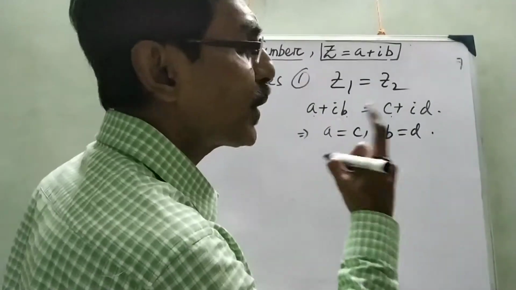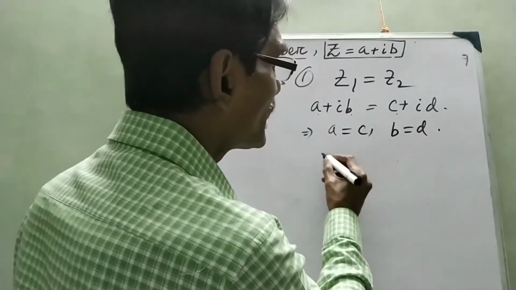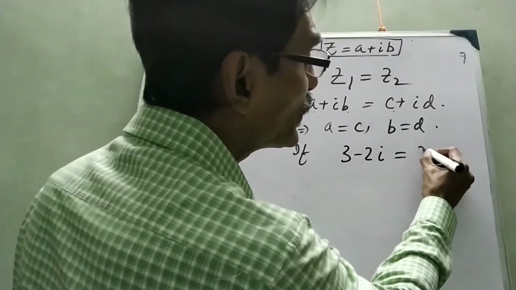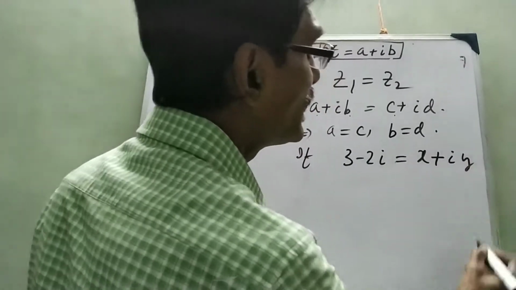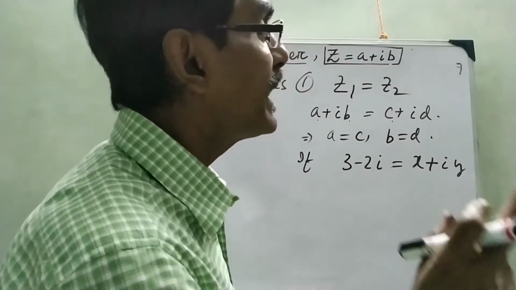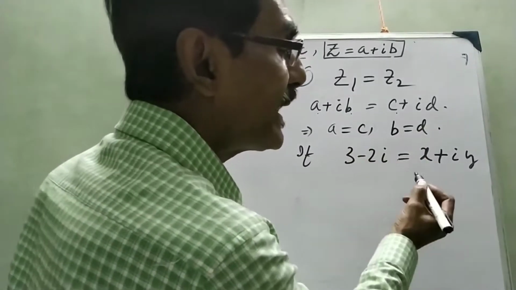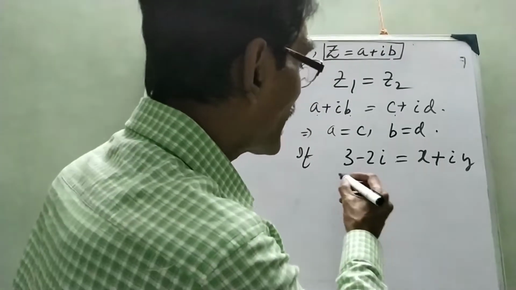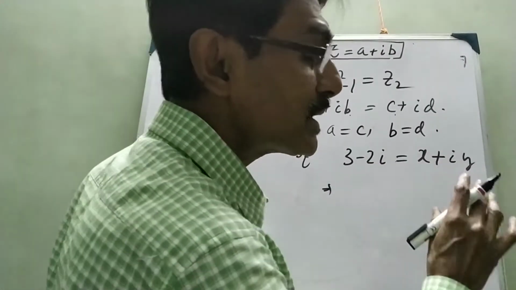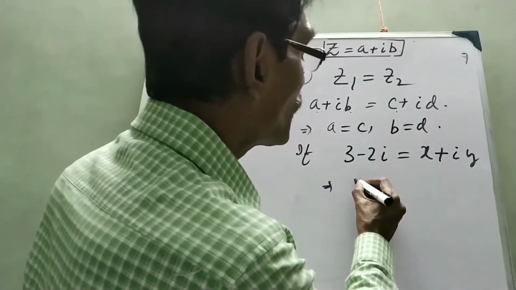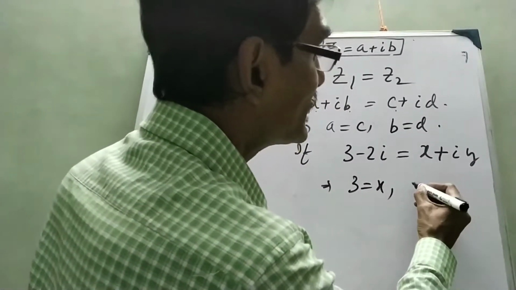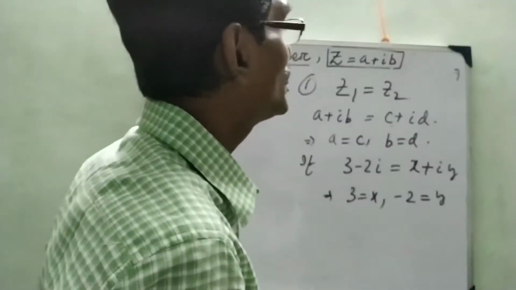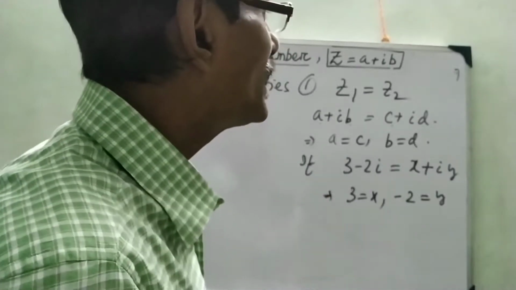A question is given, a short question, 1 mark question. What if 3 minus 2i equals x plus iy? Find the values of x and y. You see, the left side is in a plus ib form, and the right side is also in standard a plus ib form. So again, if we compare the real parts and the imaginary parts from both sides, we get 3 equals x and minus 2 equals y. So directly we are getting the values. Sometimes you will get such short questions.